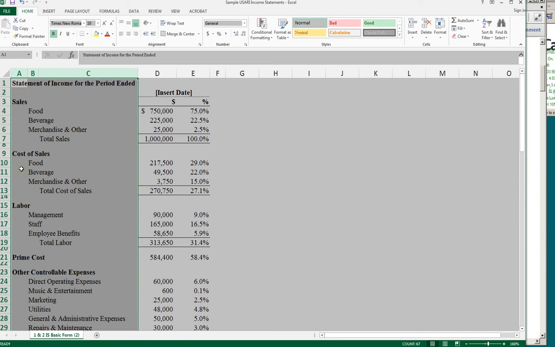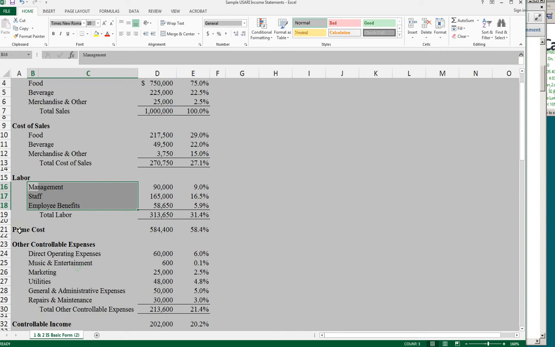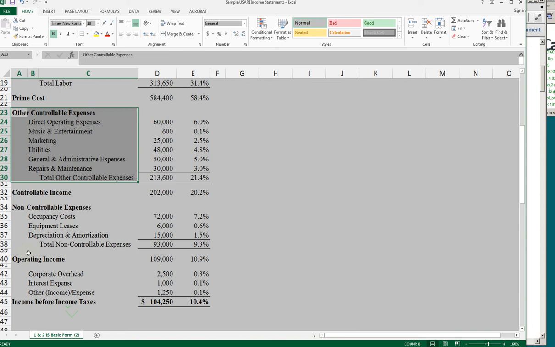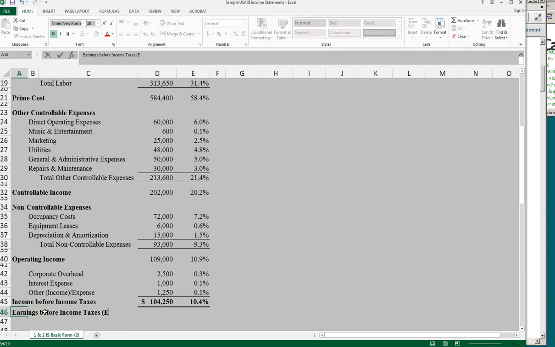So sales, cost of goods sold, and the different types of sales, the different types of cost of goods sold, labor costs, the different types of labor costs, a prime cost line, controllable expenses, non-controllable expenses, and then it calculates an operating income and then some overhead, and then ends with income before income taxes. You'll also see this as earnings before income taxes, which people will also refer to as EBIT. Okay, it's the same thing. These two lines mean exactly the same thing.